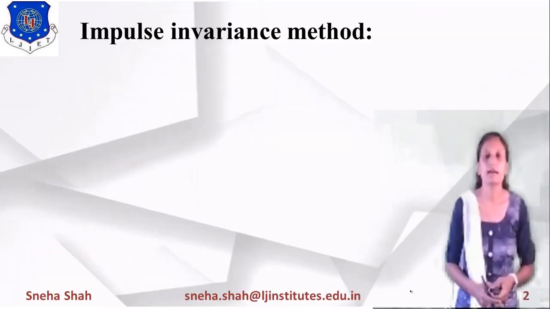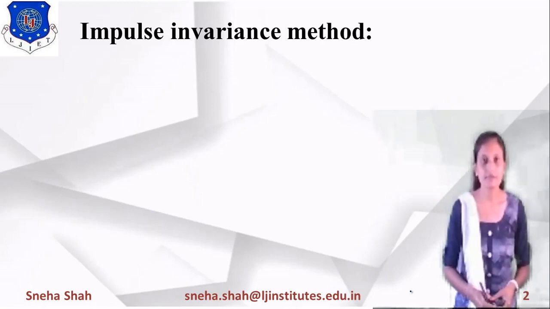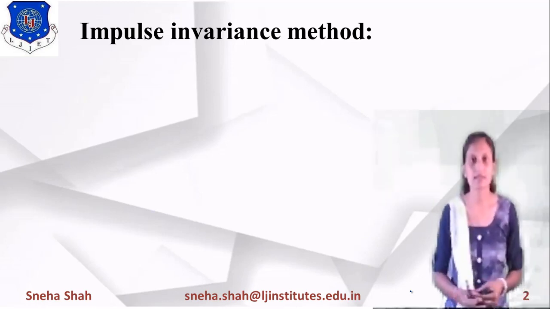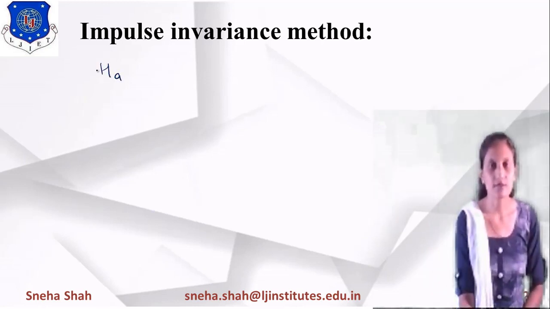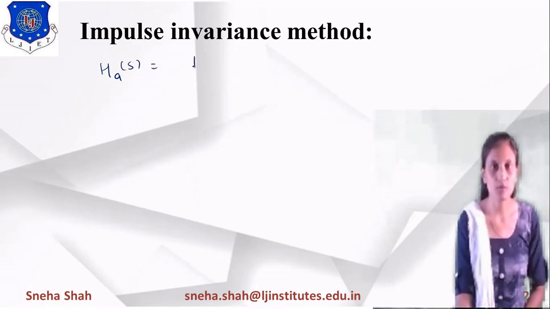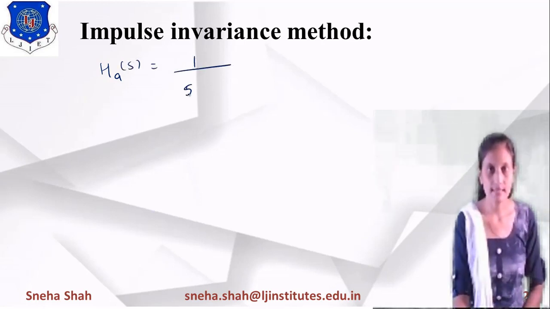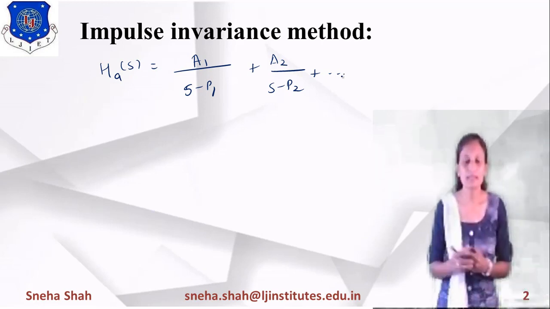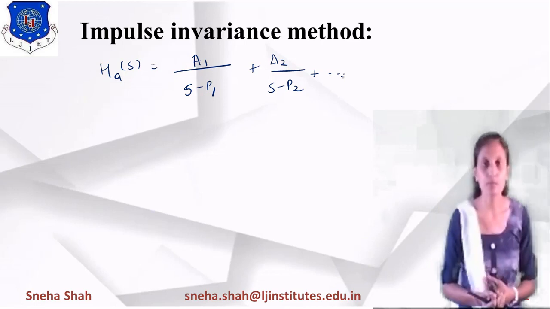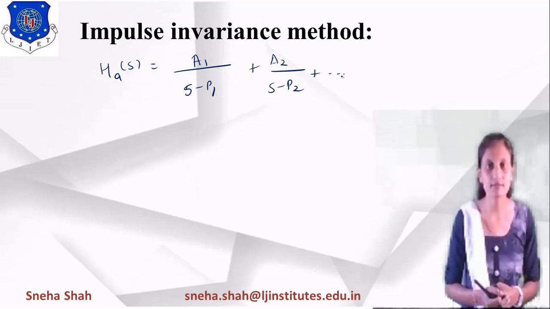If we represent the analog filter transfer function using the partial fraction expansion method, then the analog transfer function HA(s) equals 1 upon s minus P1 into the constant A1. So it will be represented as A1 upon s minus P1 plus A2 upon s minus P2, where P1, P2, P3 represent pole 1, pole 2, pole 3 likewise, and A1, A2, A3 represent the gain of this function.